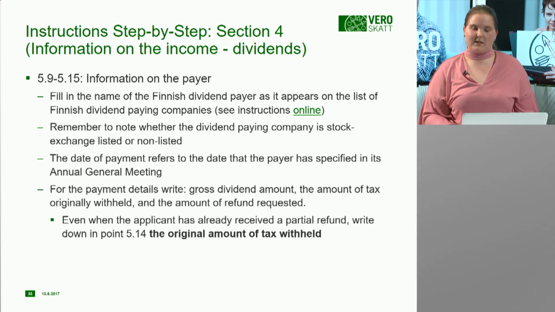For the payment details themselves, we need the gross dividend amount, the amount of tax originally withheld, and the amount of refund requested. So even if you have already applied for a partial refund and received it, we still need to know the original amount of tax withheld, and this you would write in point 5.14.